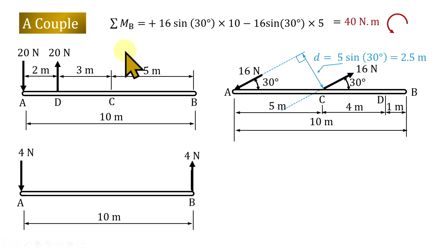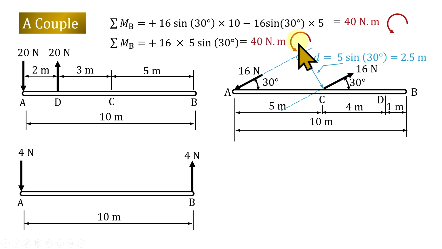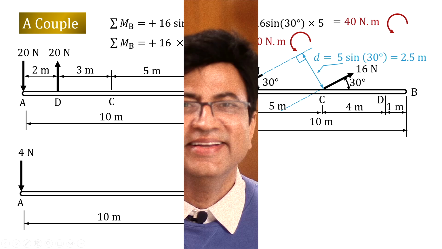So sum of moments about point B is 16 into 5 sine 30. It is 40 Newton meter anti-clockwise. So we say that these three couples are equivalent to each other. So what you should understand from this example? A couple can be replaced by a couple. A couple can be replaced by a couple in infinite number of ways.